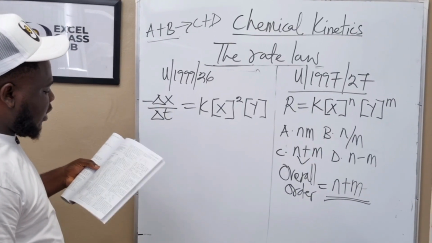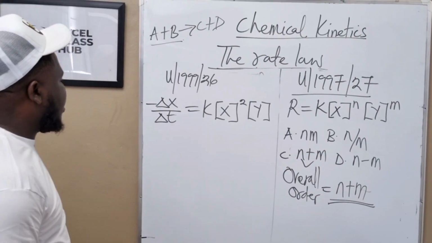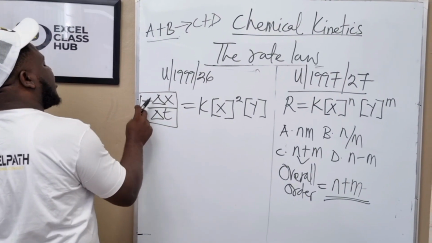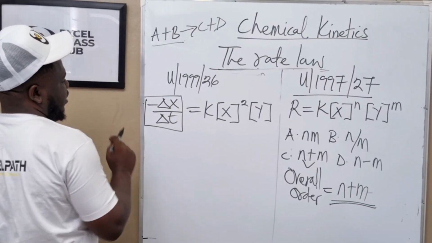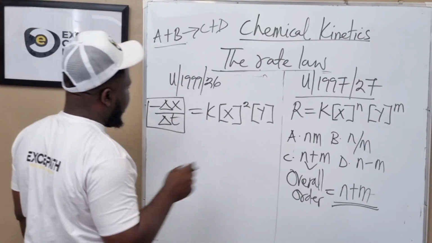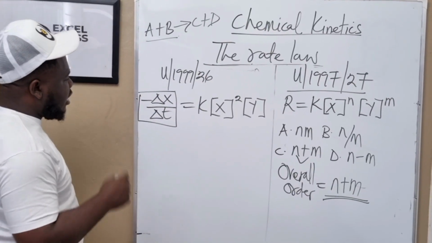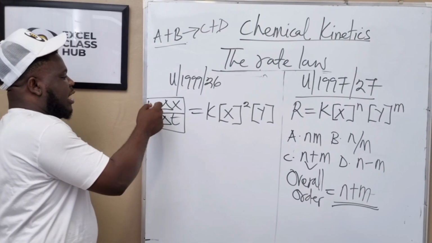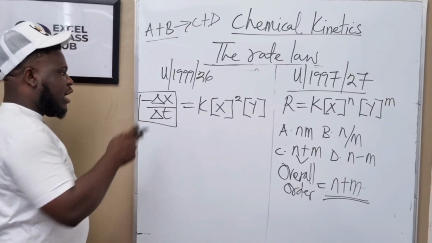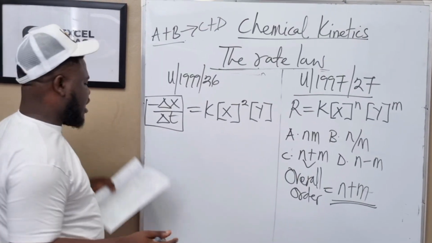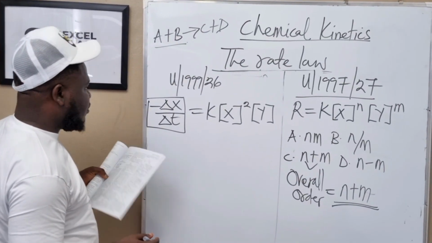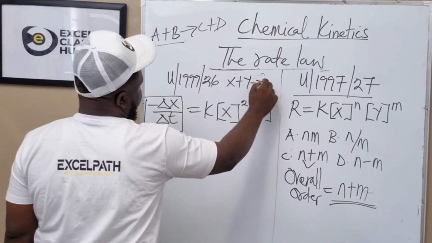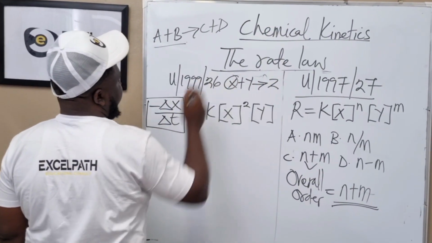So the question is also asking us for the overall order of the reaction. Now look at this. Instead of writing rate or R here, they represented it with this. So obviously from what we learned earlier concerning how to write rate expressions for reactions, for the fact that there is a negative here, it simply means that X is a reactant. And of course, that's correct, because if you look at the equation given to us in this question, the equation says X plus Y to give Z. So X is obviously a reactant.